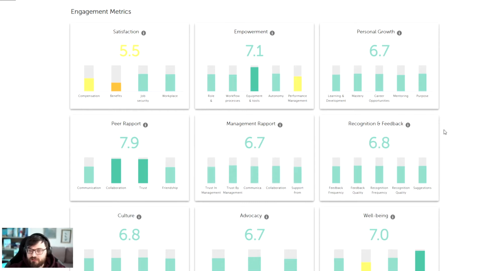The 6th dimension is concerned with recognition and feedback. The most important thing to know here is that not only the frequency of feedback matters, but we also ask about the quality of feedback and recognition that the employees receive. This is to make sure that they are not spammed with low quality feedback or compliments, but rather that the things they are being told are also valuable for them.